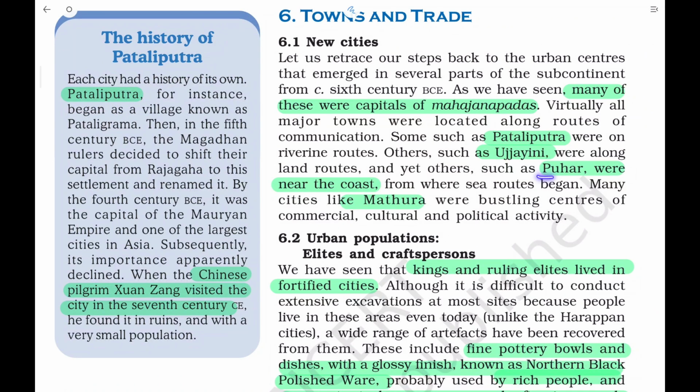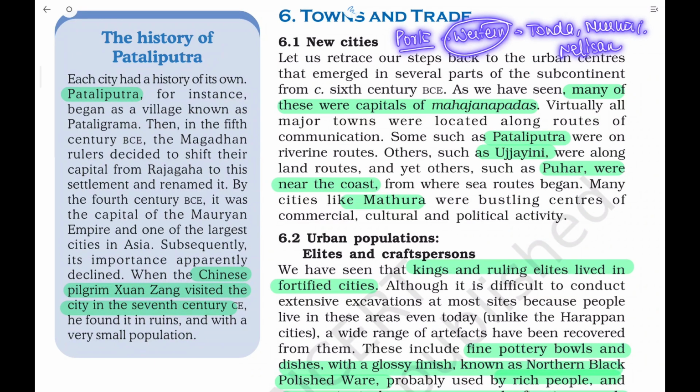Now, this is the western coast. Here I am writing down some of the names of the ports that were on the western coast. Okay, these can be asked: Tonda, Muziris, Nelcynda, Puhar. This is given. These are some of the ports that were there during the ancient period.